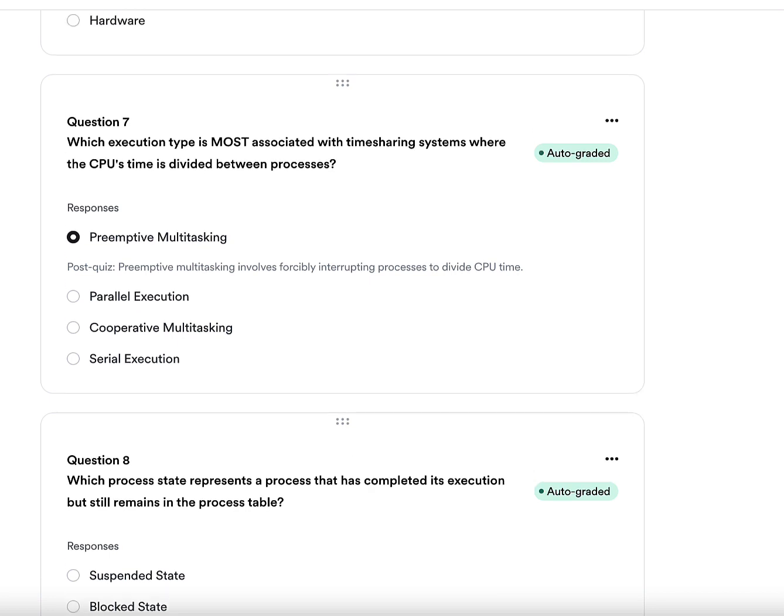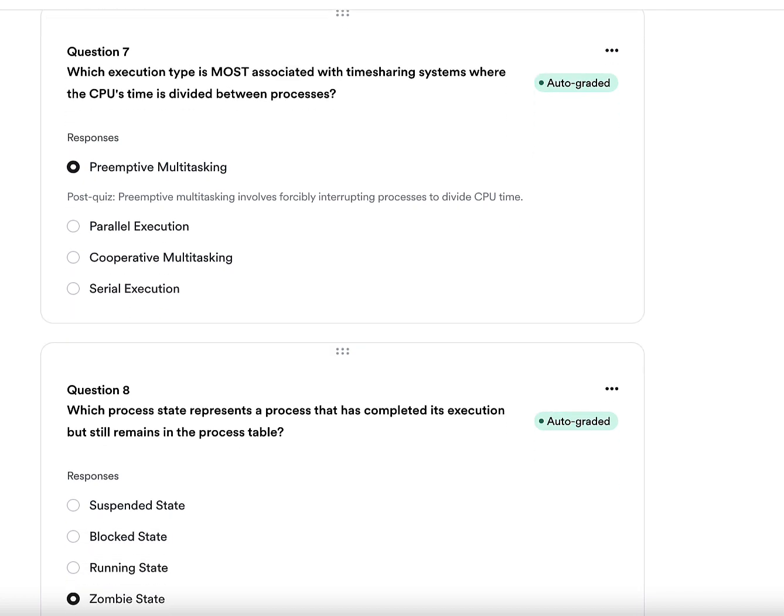Question 7. Which execution type is most associated with time-sharing systems where the CPU's time is divided between processes? A, preemptive multitasking. B, parallel execution. C, cooperative multitasking. Or D, serial execution. And the answer is A, preemptive multitasking. It involves forcibly interrupting processes to divide the CPU's time.